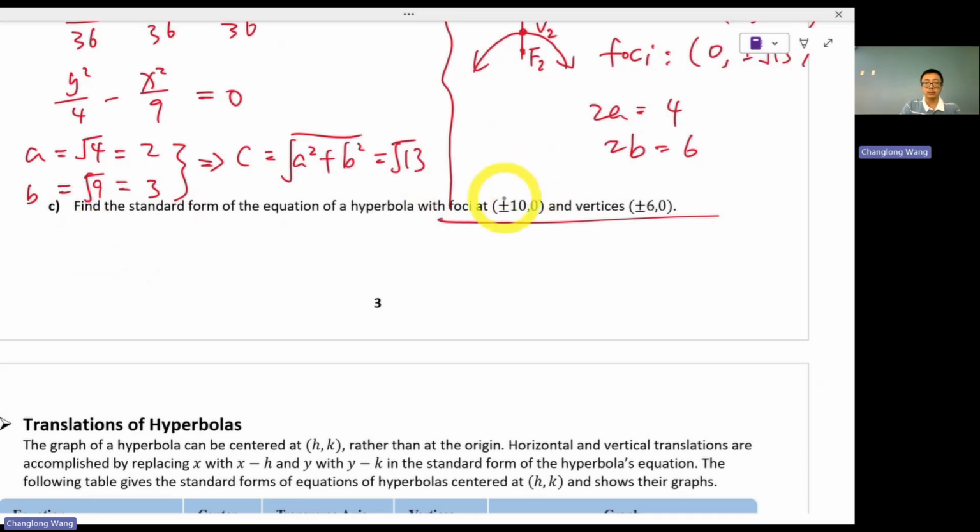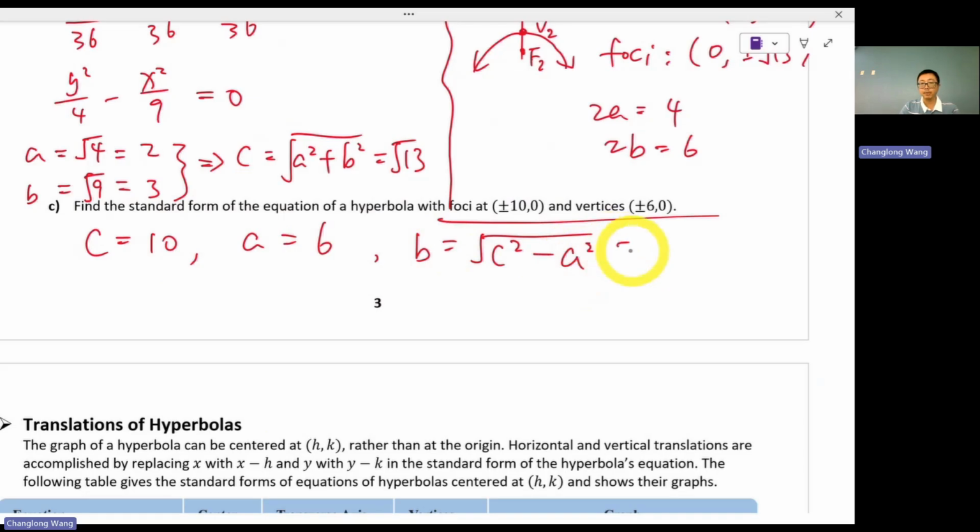As you can see, the foci tell us that C has to be 10. The vertices tell us what A has to be. So given C and A, you find B by taking the square root of C squared minus A squared. Notice the difference? Because now we know the biggest one and one of the smaller ones, we're finding the other one. So 100 minus 36, get 64, square root, get 8.